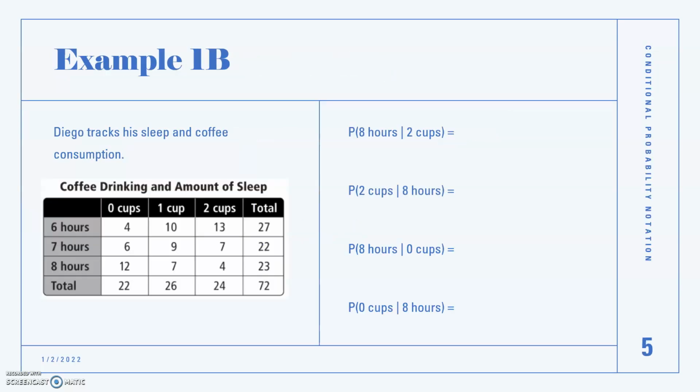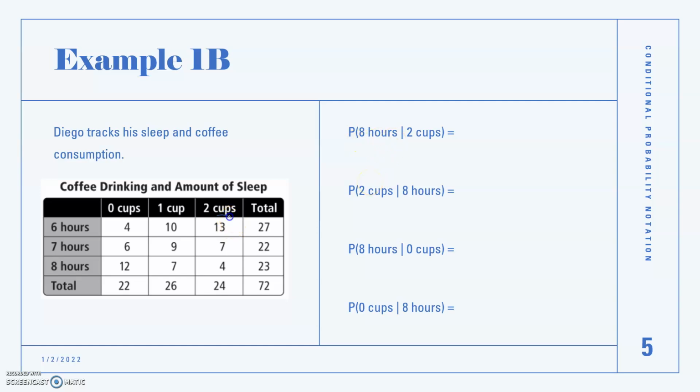Okay, here's another conditional probability question. Diego tracks his sleep and coffee consumption, and we're looking for the probability that he gets 8 hours of sleep given that he had 2 cups of coffee. I would recommend that you pause this video so you can try these ones. The only thing new here is the notation. Given that he's had 2 cups of coffee, what's the probability of 8 hours?